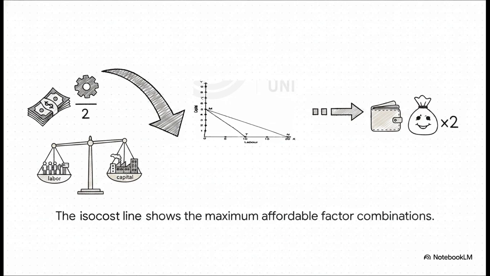If your total budget stays the exact same, but the minimum wage for labor suddenly doubles, your ability to hire workers shrinks drastically, right? The bottom anchor of your budget line would just shift way inward. The entire slope is relentlessly dictated by the market prices of your inputs.